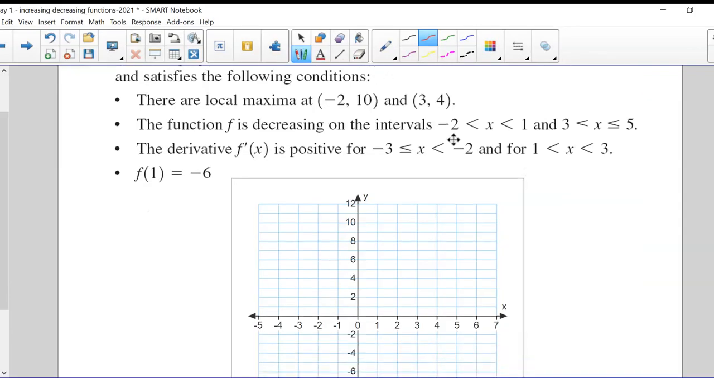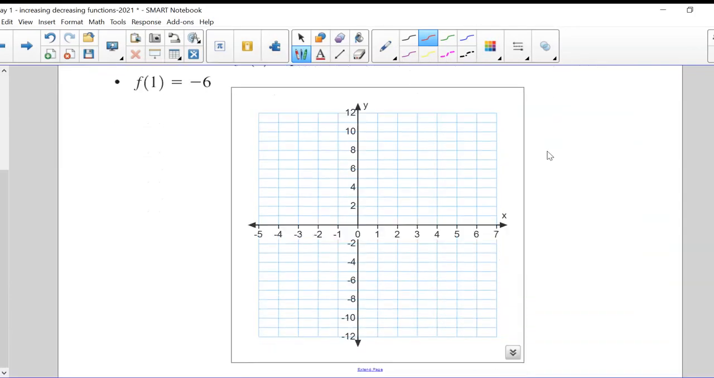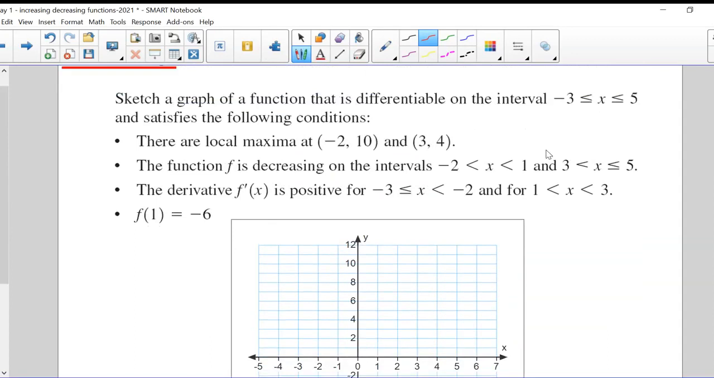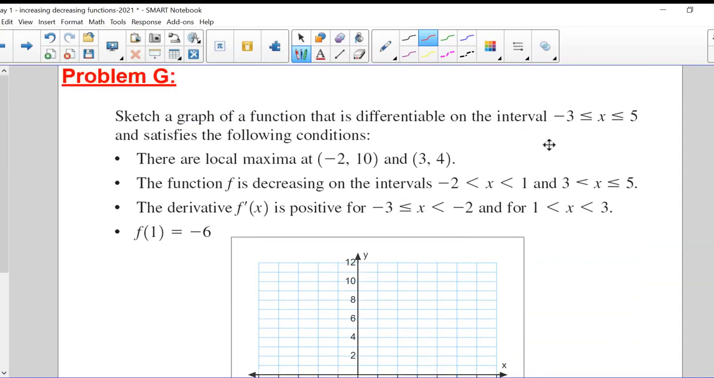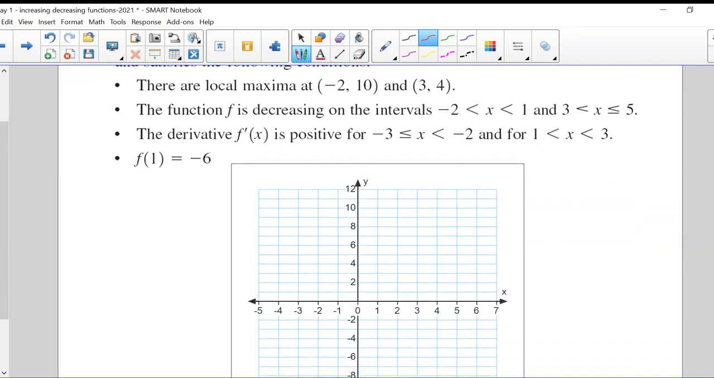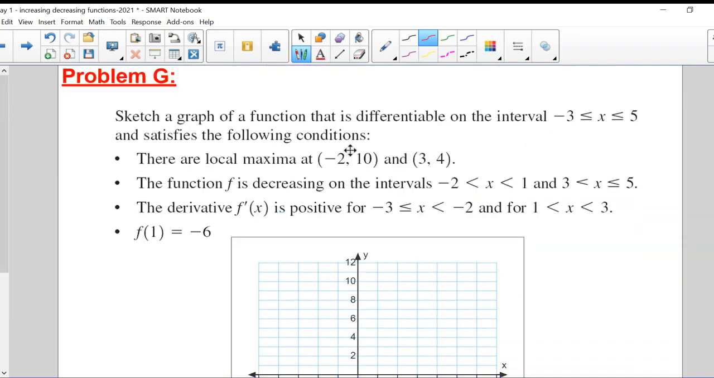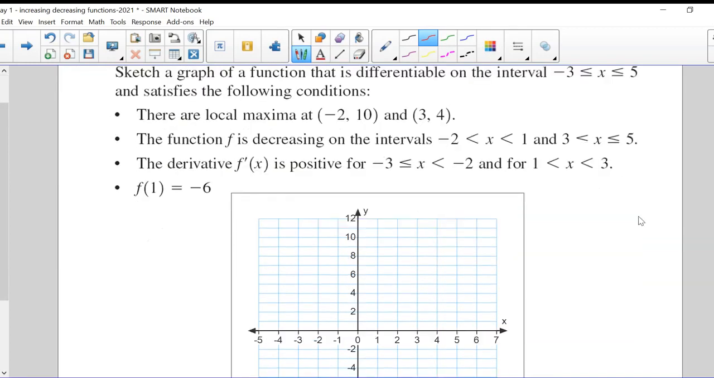So this is the last one that we're going to have before we get to the stuff that's on the University of Waterloo. Sketch a graph of a function that's differentiable on the interval between -3 and 5, so we have enough room to do that, and satisfies the following conditions. The local maxima are at (-2, 10), so we can just put that on the graph. (-2, 10) is somewhere around here. There's a local maximum there, and at (3, 4), the local maximum is right about there.